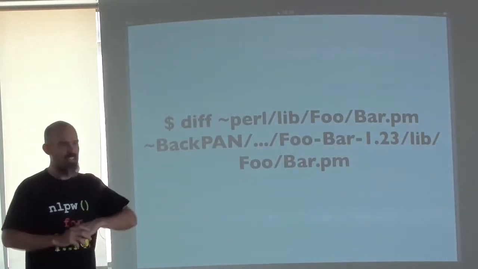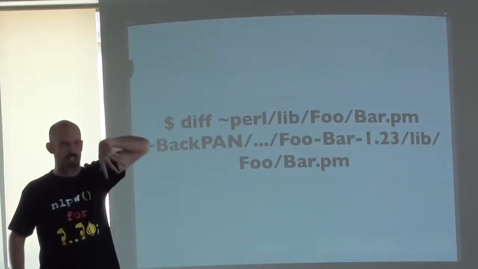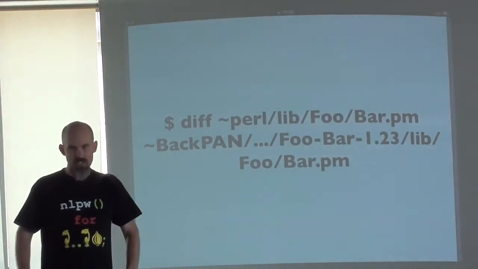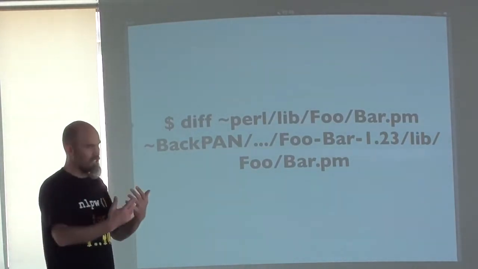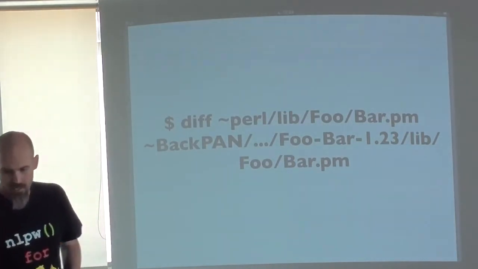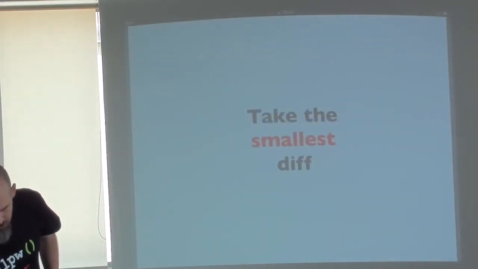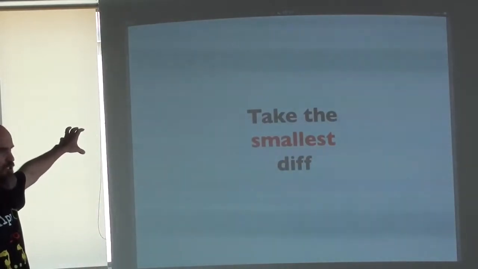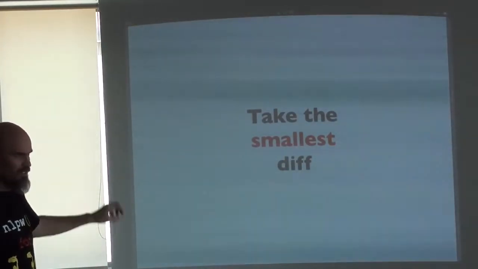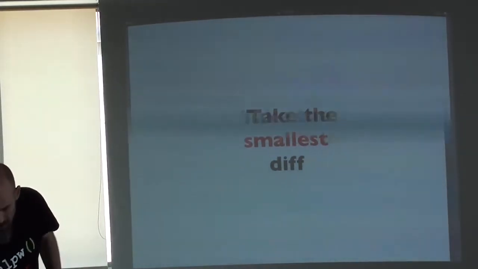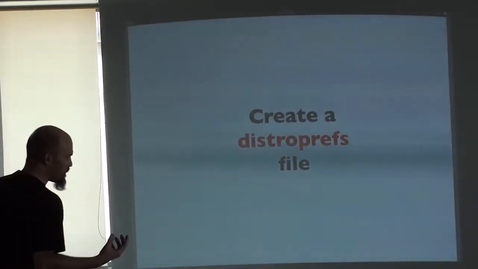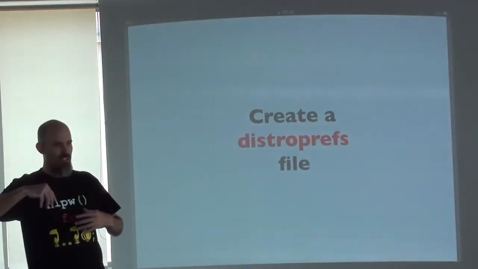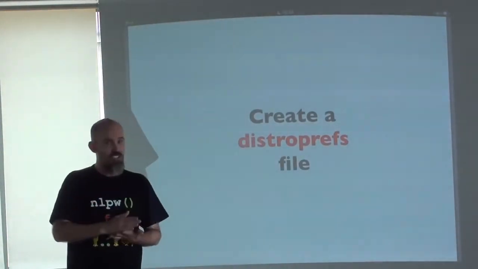But he has a way that he can mutate a distribution as you're installing it. So if you know something isn't going to work, you can say, I'm going to make this thing called a distro-prefs file, and I'm not going to show you what that looks like. Oh, and by the way, I could do this with a bunch of distributions and just take the smallest diff, because a lot of things might be off by 1. But I can create this distro-prefs file that says, when you are going to install this, apply this patch to it. Now that's not the only thing distro-prefs can do.